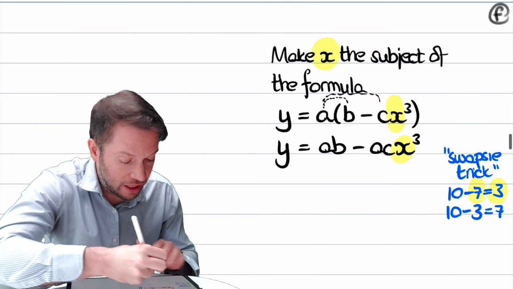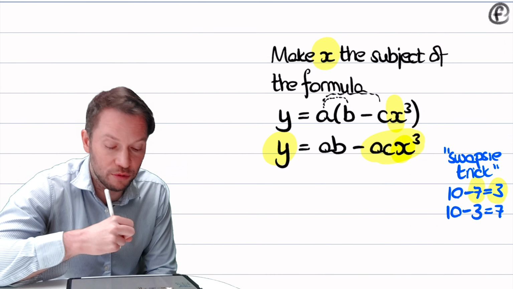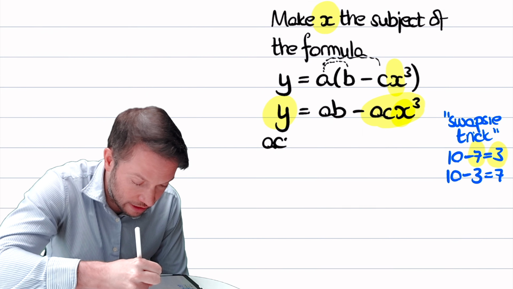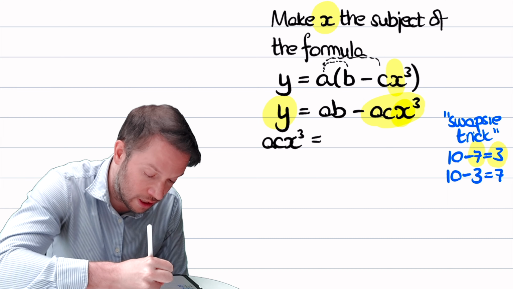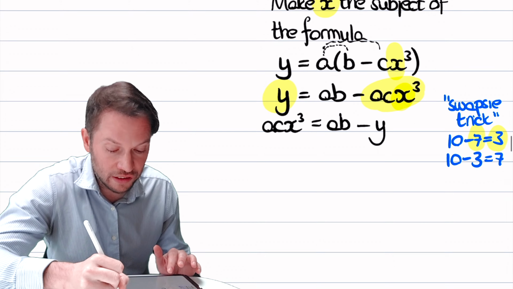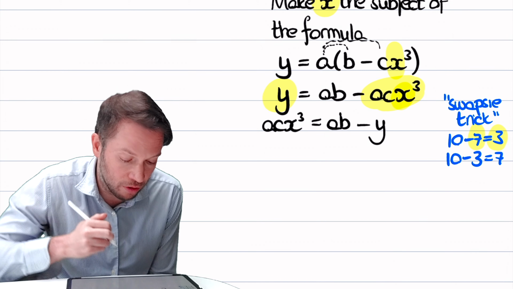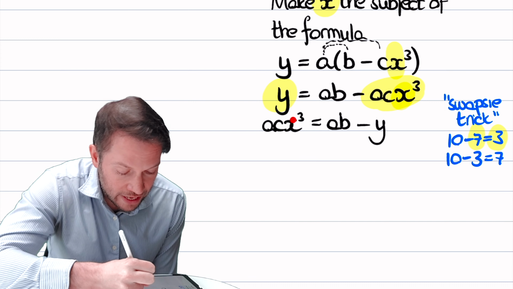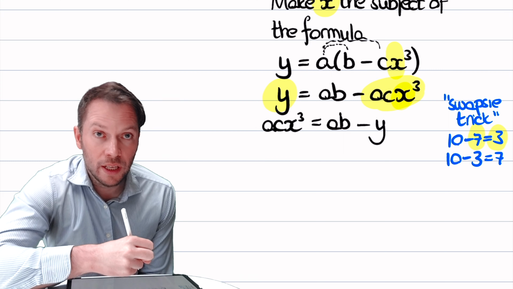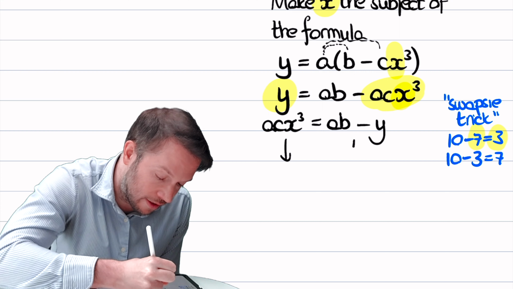So we can do the same here. We can swap the thing we're subtracting and the result of that subtraction. If we do that, we end up with acx cubed is equal to ab minus y. And now we can proceed. This is a bit simpler now because x is being freed up a bit. It's not being subtracted from something anymore. So let's think what's happening to the x: it's being cubed, and then multiplied by ac. Now we undo that times by ac by dividing both sides by ac.